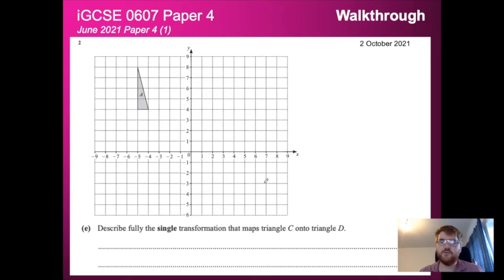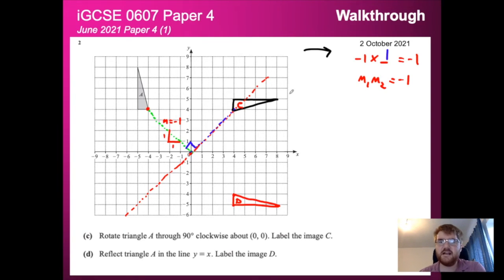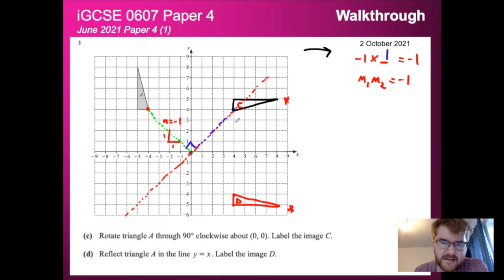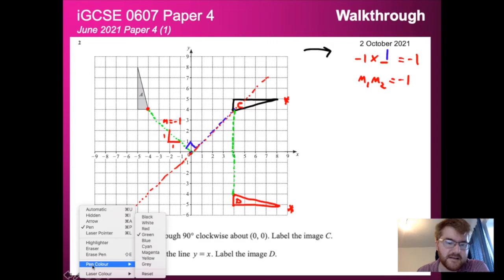And then the last question wants us to do the single transformation that maps triangle C onto triangle D. So the question is, how do we go from this shape here to this shape here? Well, you'll notice it's the same distance away from the x-axis. Notice this is a gap of 4 here, and this is also a gap of 4 here. So our reflection line is actually going to be the x-axis.